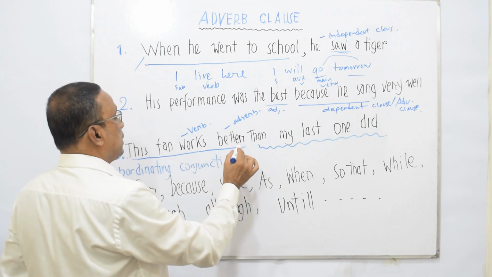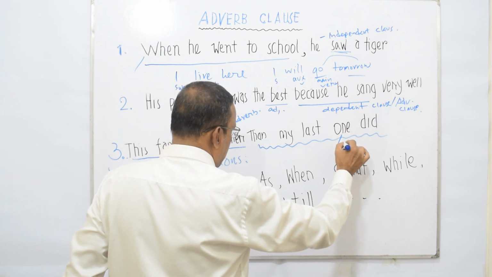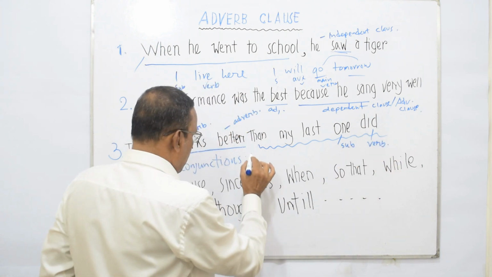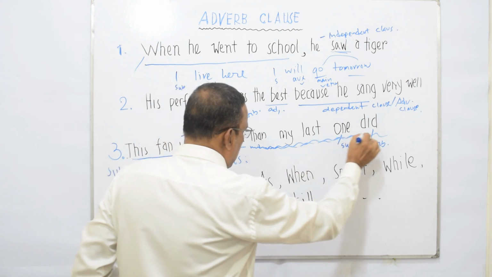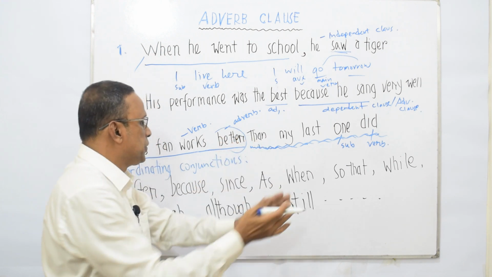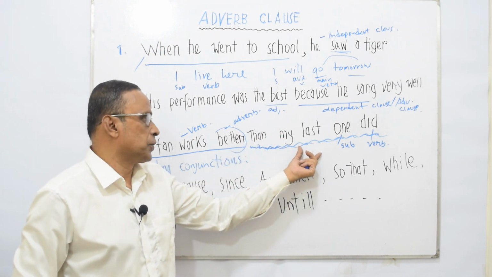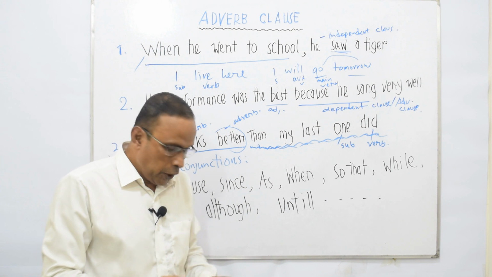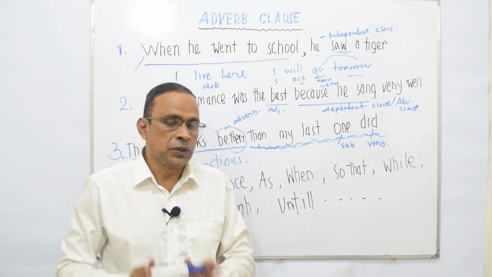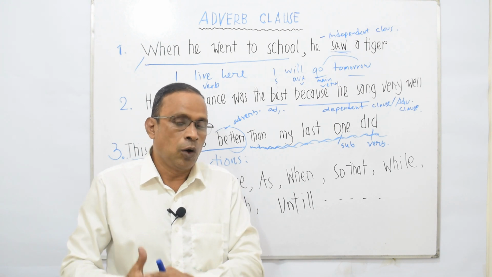This fan works better than my last one did. Here in this clause, this is the subject and this is the verb. So this clause is giving us some information about this adverb. So the clause which can modify or give some information about an adverb is also an adverb clause. I hope you have understood. Let me tell you again that an adverb clause is a clause which can describe or modify or give us some information about a verb or adjective or an adverb.